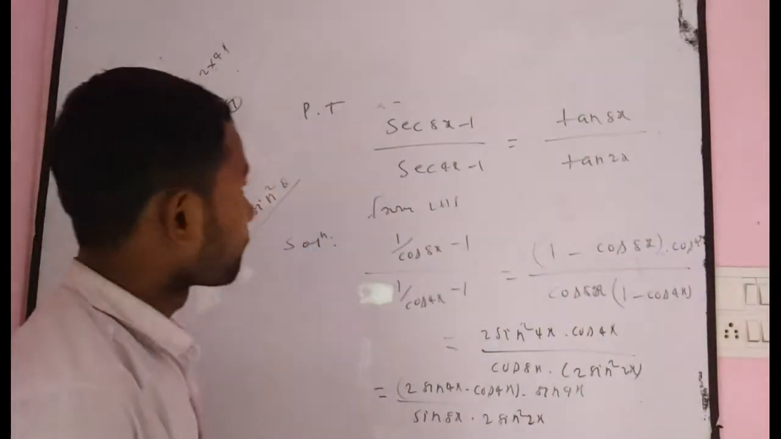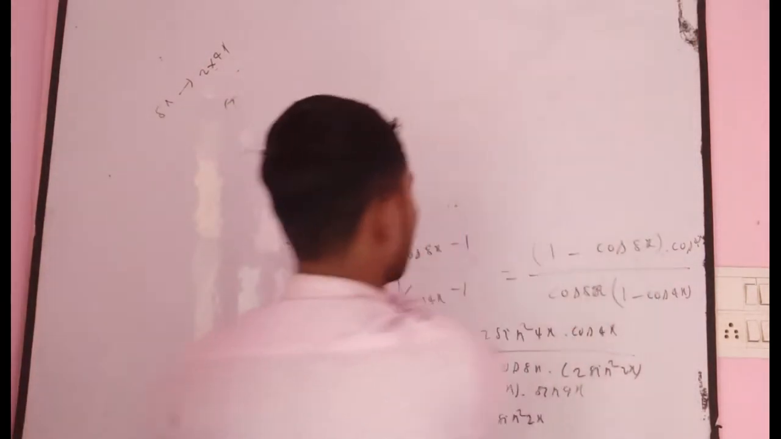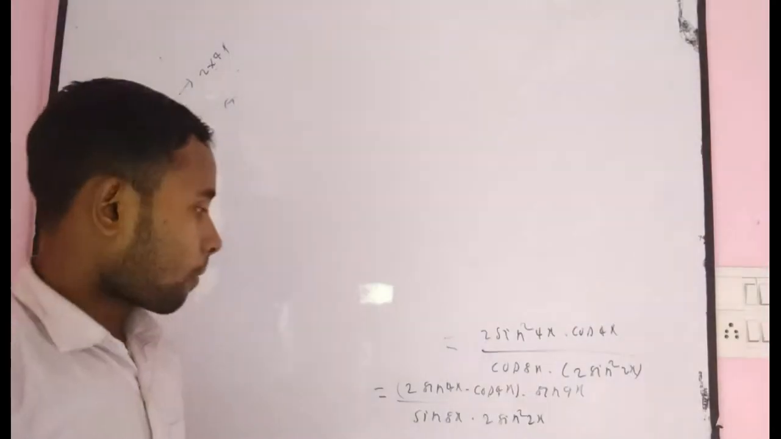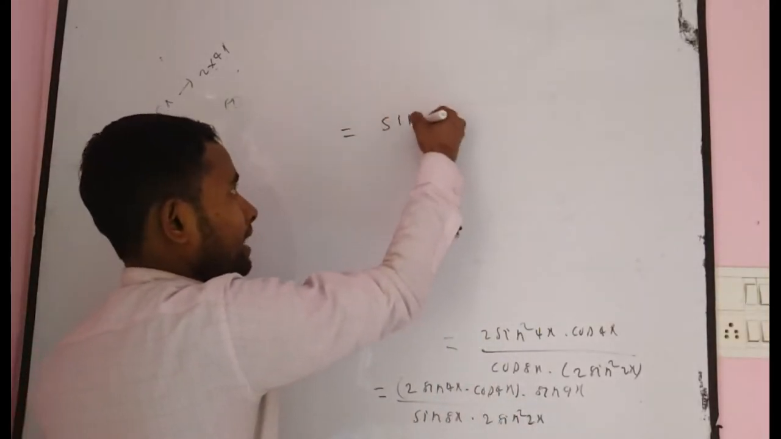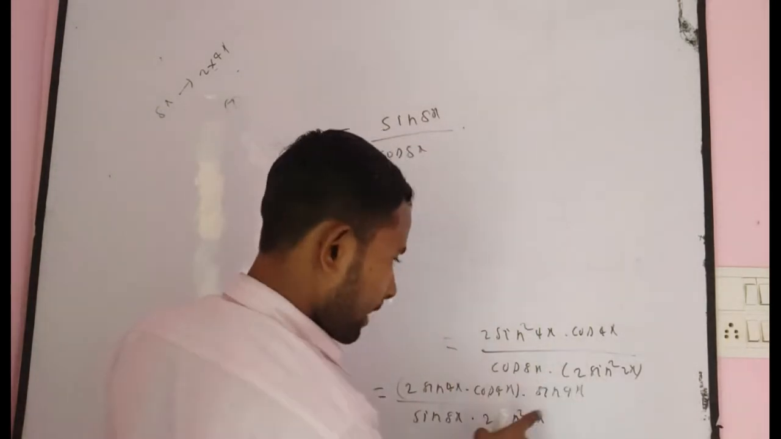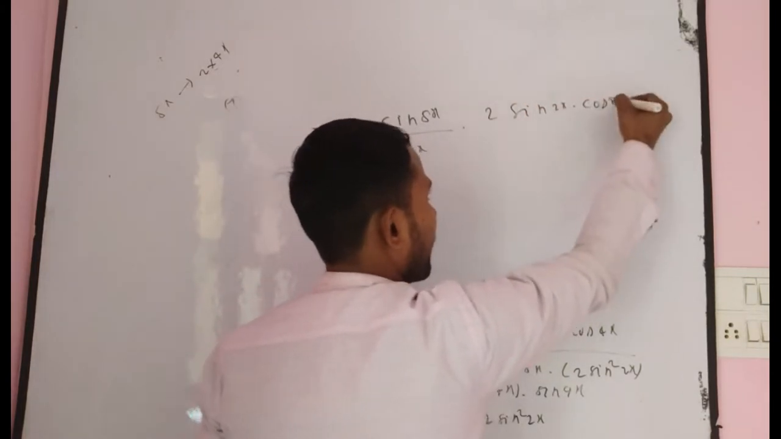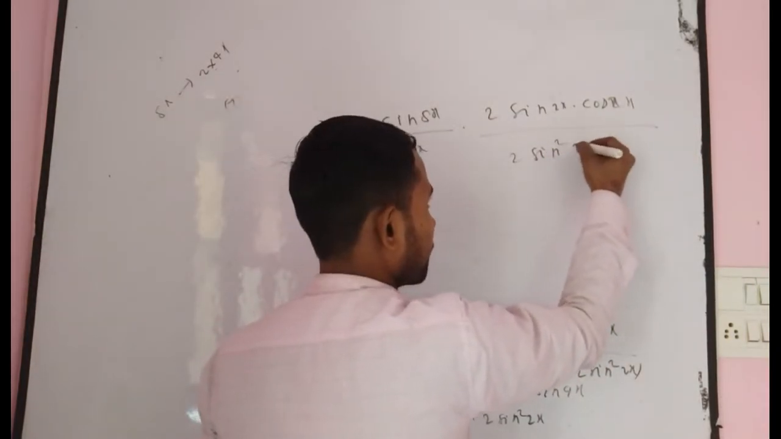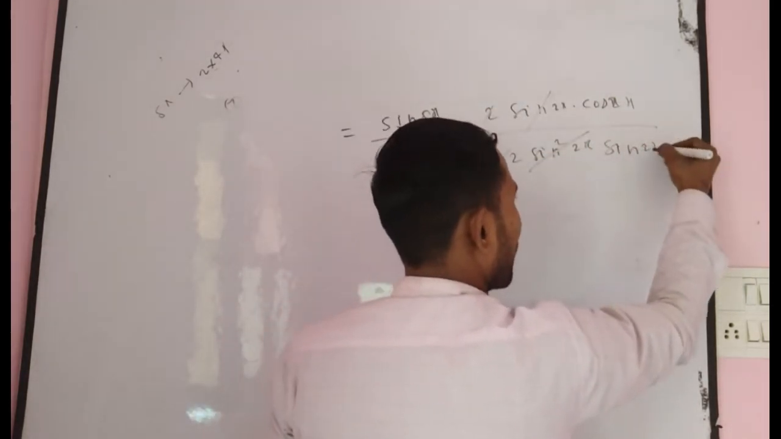Now I want to give the next step. I want to again write 2 sin 4x into cos 4x, which is sin 8x divided by cos 8x. Now here there is a sin 4x. Sin 4x can be written as 2 sin 2x into cos 2x, divided by 2 sin square 2x in the denominator. The 2 cancels and sin 2x cancels, sin square 2x by sin 2x.